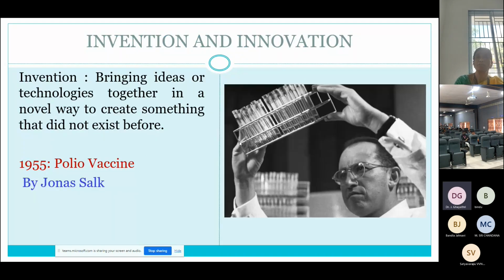See, what is innovation? Bringing ideas or technologies in a novel way. That is the main thing. A novel way to create something that did not exist before, that is not available before in any form. One example is the polio vaccine, invented by Jonas Salk in 1955. This reduced the number of people attacked by polio. I think the current data is that only 6 people are affected in the world.